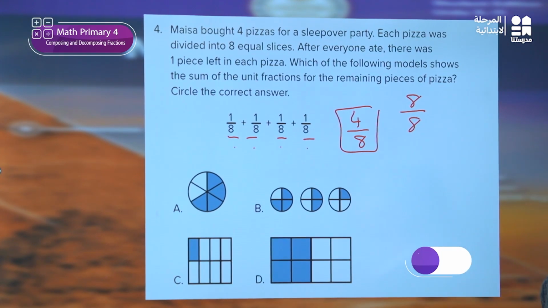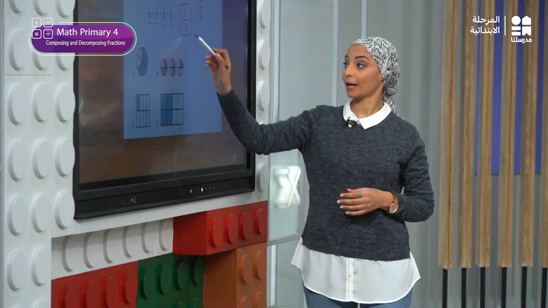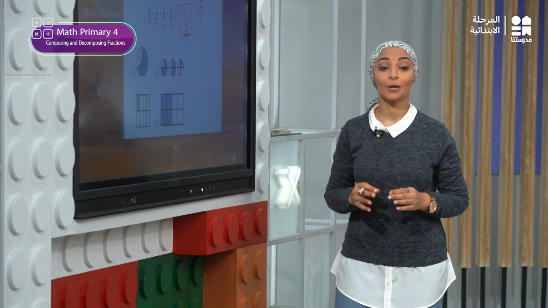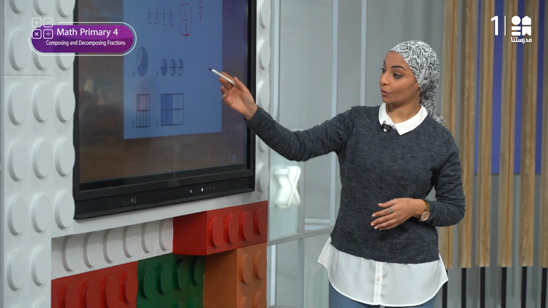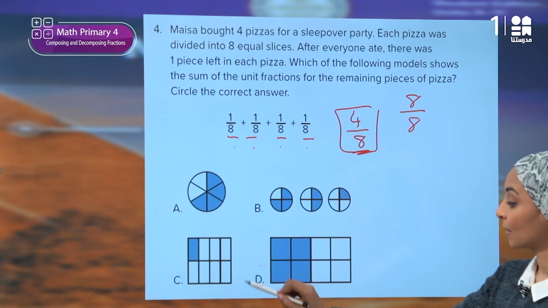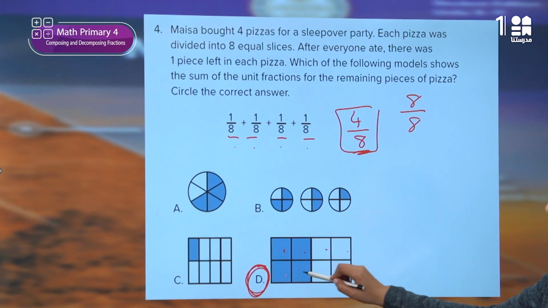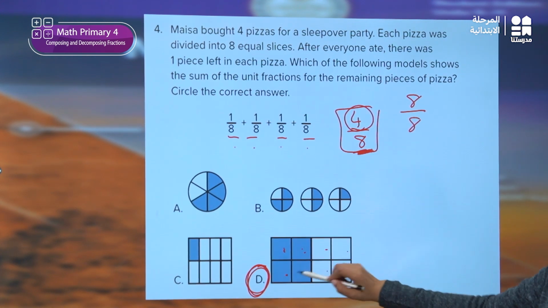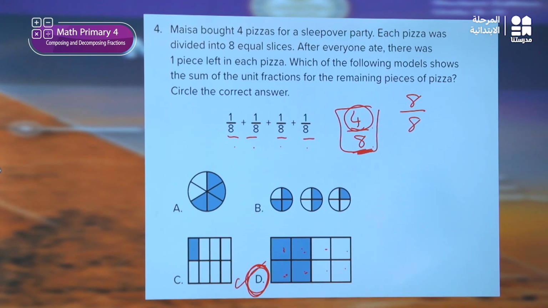equals 4/8. Okay, so the remaining slices of the pizza are 4/8, like you see here. Which drawn shape here represents 4/8? Look here. Yes, I see that letter D is the correct answer. Why? Because all the parts are 8 and the shaded parts are only 4, so the fraction is 4/8. This is the right answer.